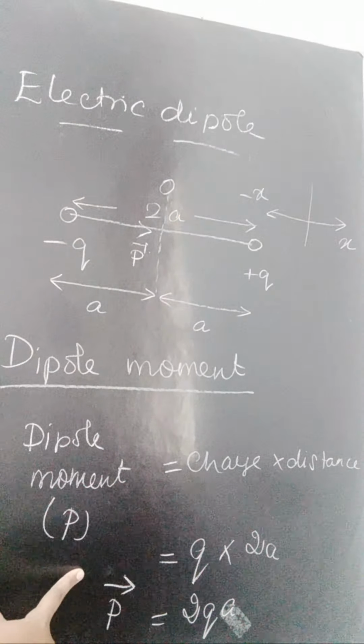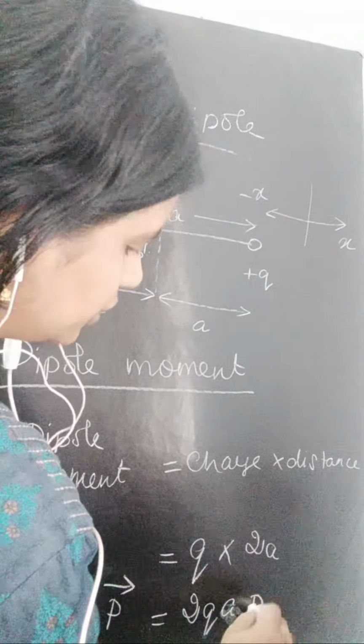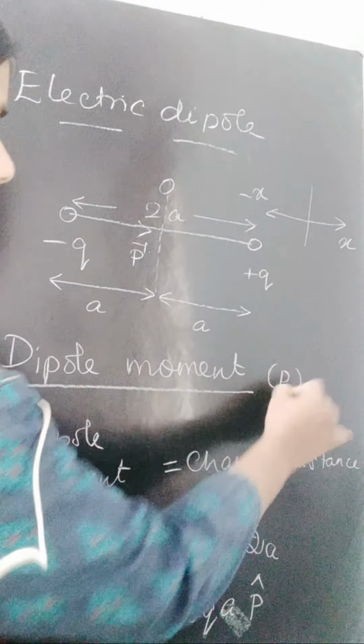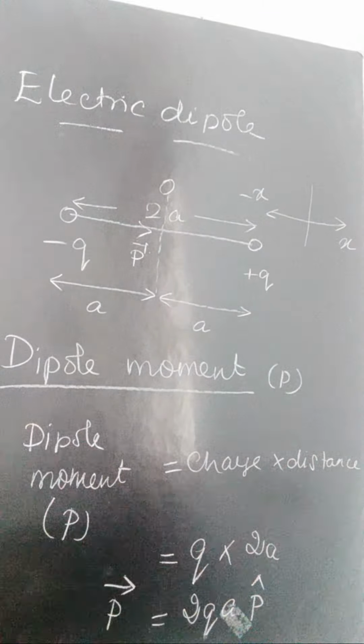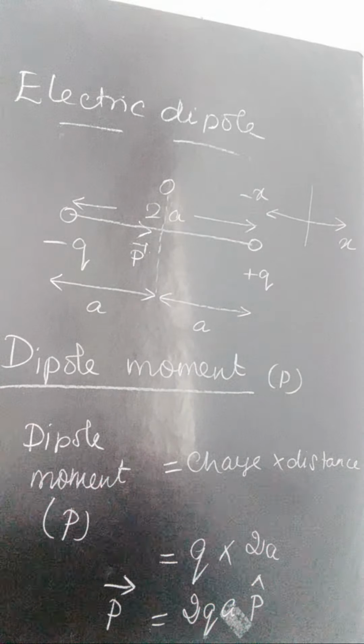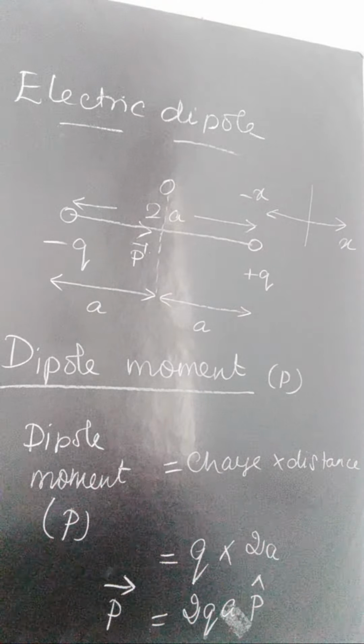So P vector is equivalent to 2qa into P cap, and the unit vector also we are using the same letter because the dipole moment is the letter P. So here, P cap. What does P cap indicate? P cap is nothing but the unit vector which gives you the direction. Okay? Is it clear what is dipole moment?